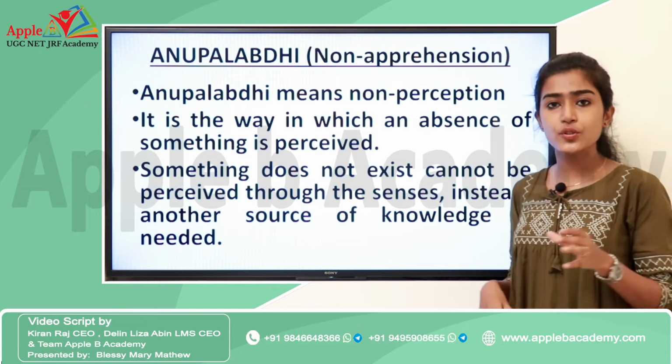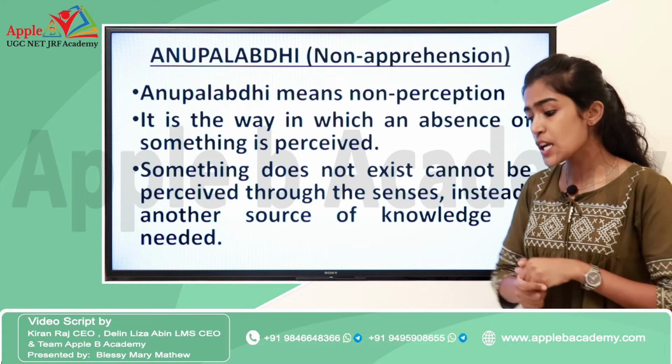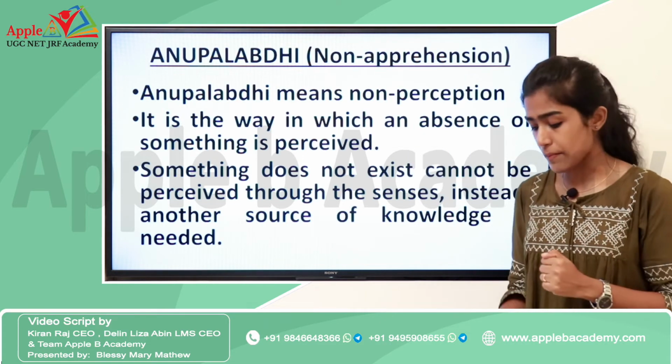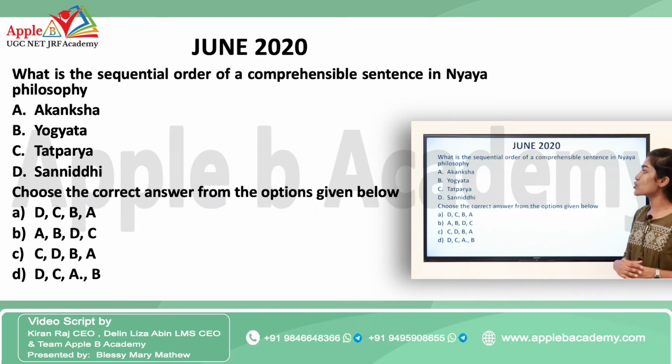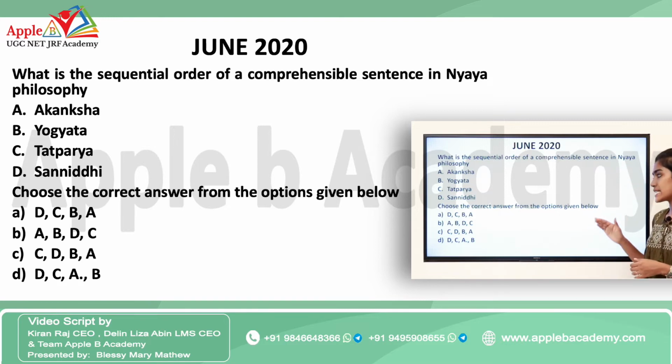So, now we are moving to a few questions that were asked from this particular area in the previous exams. We have discussed 6 different pramanas, and the first question is from June 2020. What is the sequential order of a comprehensible sentence in Nyaya philosophy? So, this is a very direct question from what we have learned so far. It asks us to recognize the correct sequential order of a comprehensible sentence, and you have the options akanksha, yogyata, tatparya and sannidhi, and we have to choose the correct answer from the options.